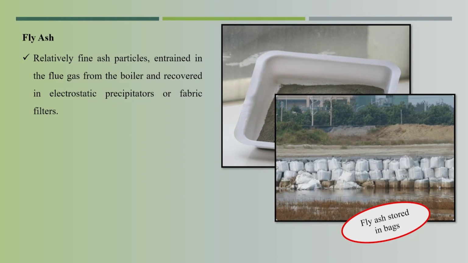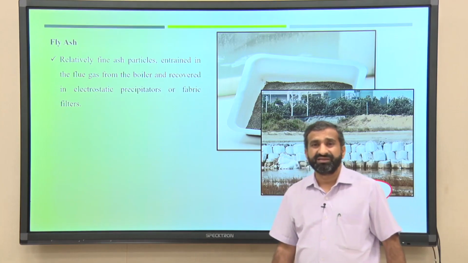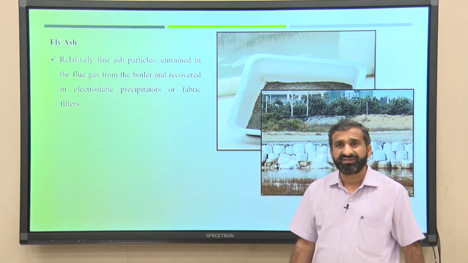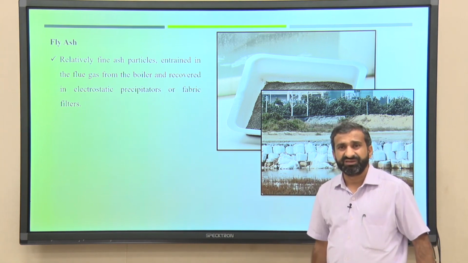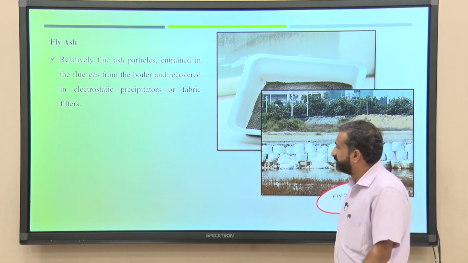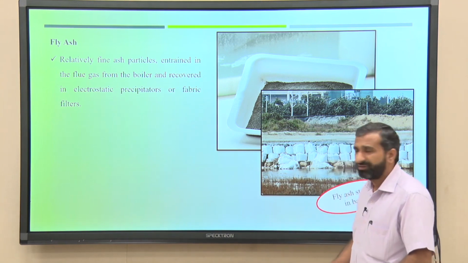This is the fly ash storage in bags. Normally this ash is getting stored in water ponds. So, in most incineration facilities or even coal power plants, they will have one special area they call an ash pond. This means the ash is always quenched into the water, because the size is very small.